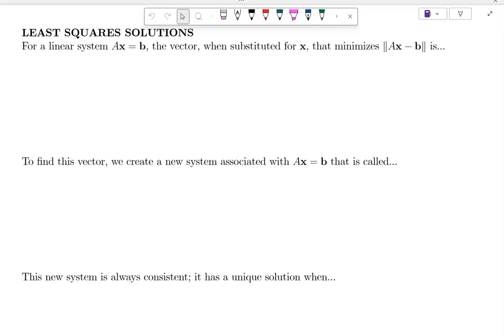We did that by looking at the square of that and then realizing that it is as small as possible when we use the projection, right? When that Ax is actually equal to the projection of b onto the subspace. So that solution, the vector that we substitute to minimize that, is what we refer to as a least squares solution.